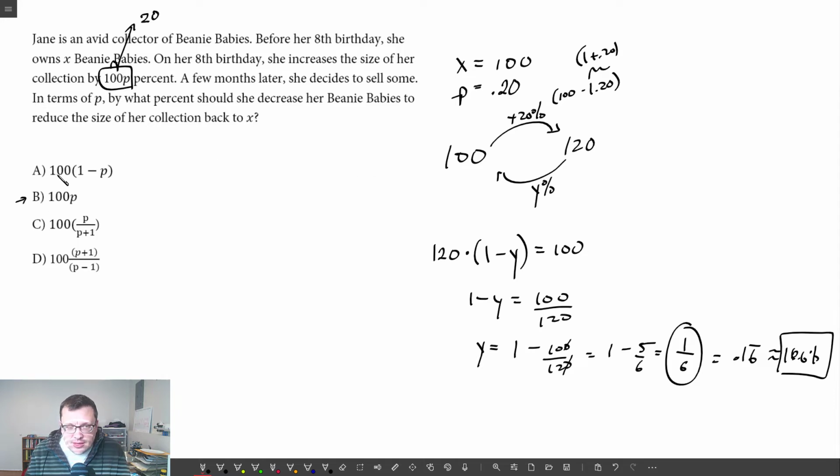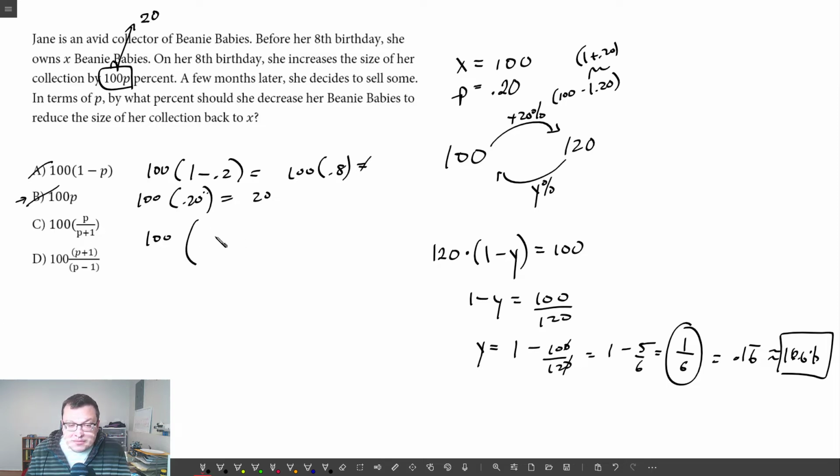So with A, it's going to be 100 times 1 minus 0.2. So that's 100 times 0.8. That does not equal what I'm looking for. 100 times p, we already discussed, doesn't work, but we can see here clearly I just get 100 times 0.20, which is 20%. That's not the decrease. How about C? 100 times 0.20 over 0.20 plus 1. So this is going to be 100 times 0.2 over 1.2. So what's 0.2 over 1.2? Put that into the calculator.